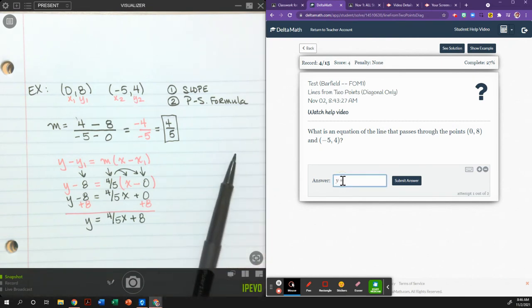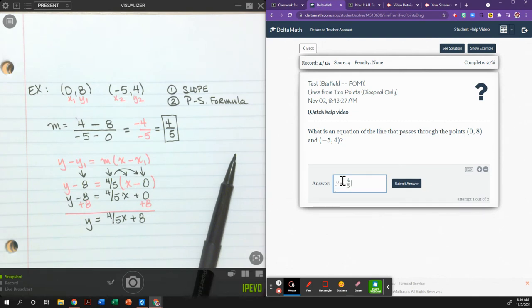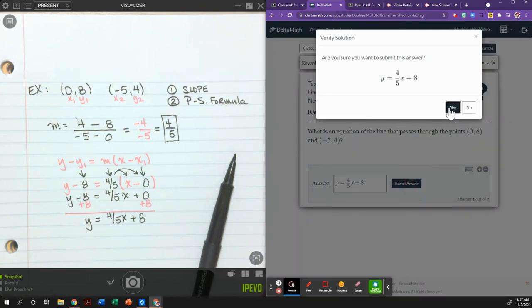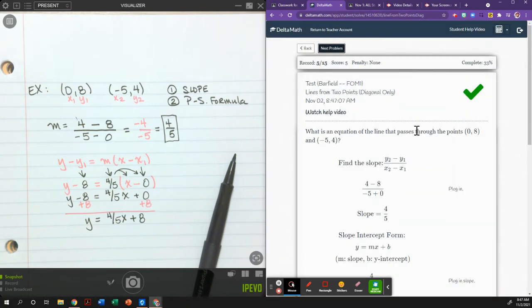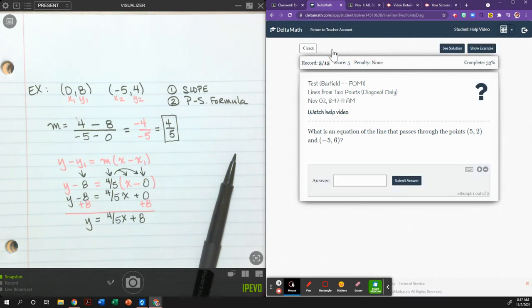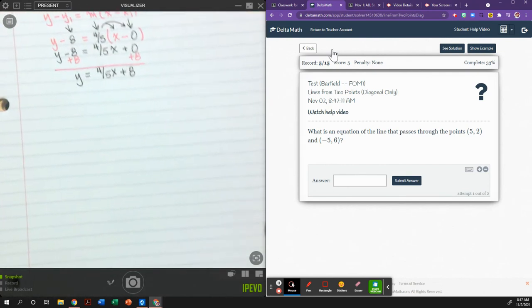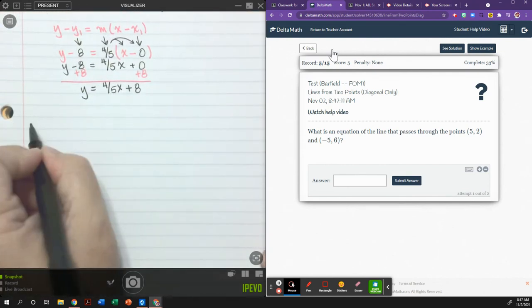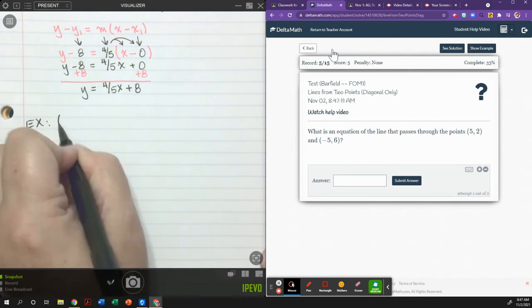All right, so I'm going to go over here and type that in. Y equals 4 over 5, the x goes next to the fraction, plus 8. Submit my answer. I got my green check. All right, let's try another one. Let me move this down.